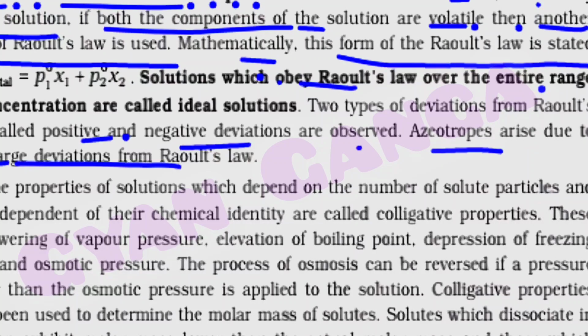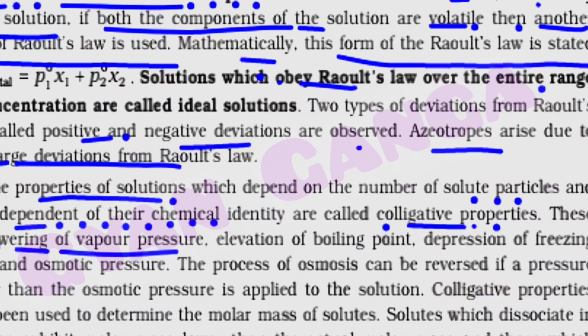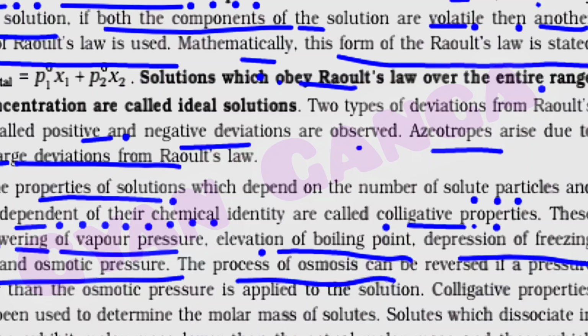The properties of solutions which depend on the number of solute particles and are independent of their chemical identity are called colligative properties. These are lowering of vapor pressure, elevation of boiling point, depression of freezing point, and osmotic pressure. The process of osmosis can be reversed if a pressure higher than the osmotic pressure is applied to the solution. Colligative properties are used to determine the molar mass of solutes.